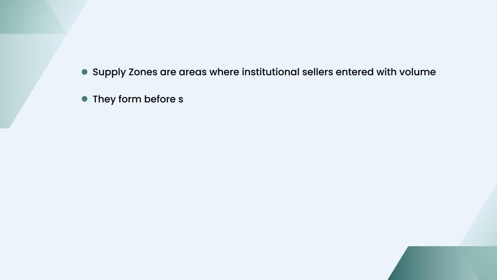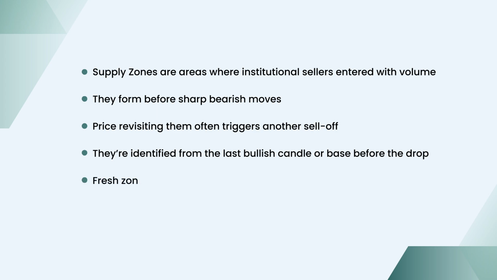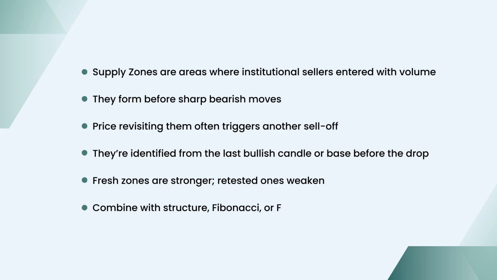Let's recap the key points. Supply zones are areas where institutional sellers enter with volume. They form before sharp bearish moves. Price revisits them, often triggering another sell-off. They are identified from the last bullish candle or base before the drop. Fresh zones are stronger, retested ones are weakened, and you should combine them with structure, Fibonacci, or fair value gaps for confirmation.